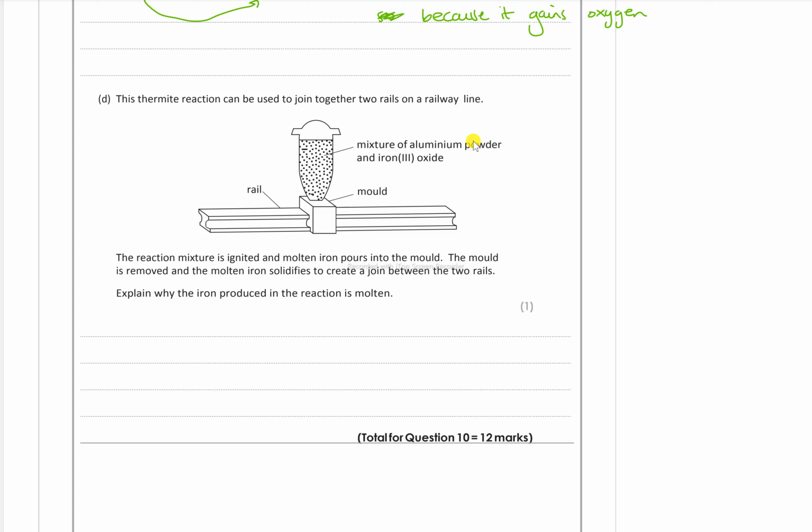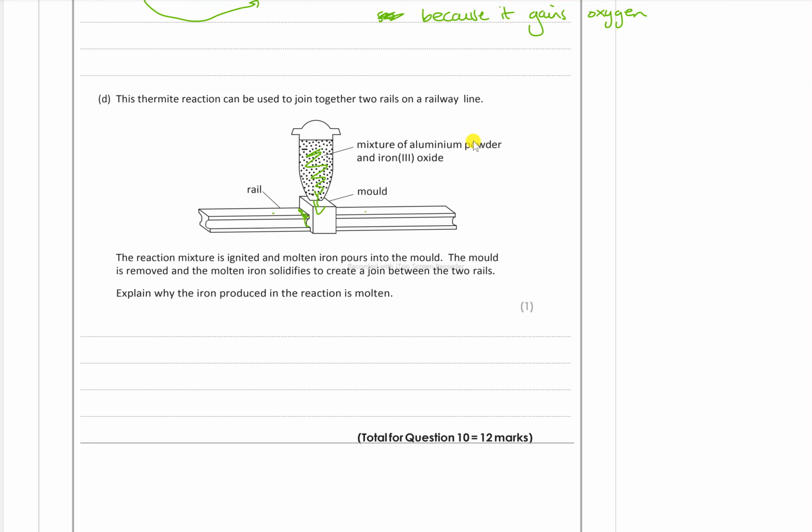Right, so this is what goes on. So you've got a rail, and say it's damaged here, we need to melt it and repair it. So you ignite the aluminium powder, it produces loads of heat, melts the iron, which pours into there, and then you've got a joint between the two rails.